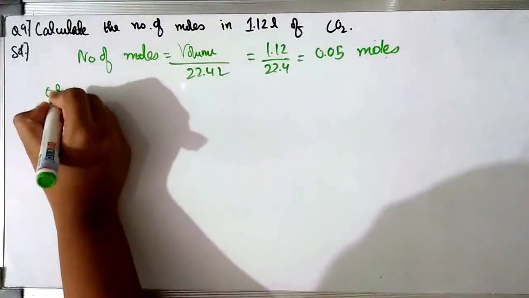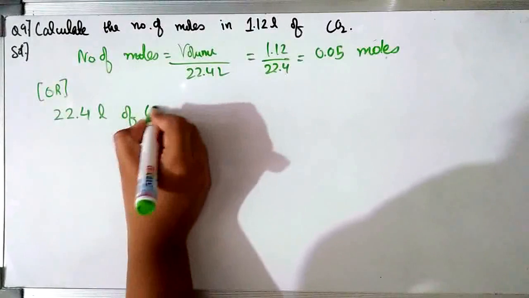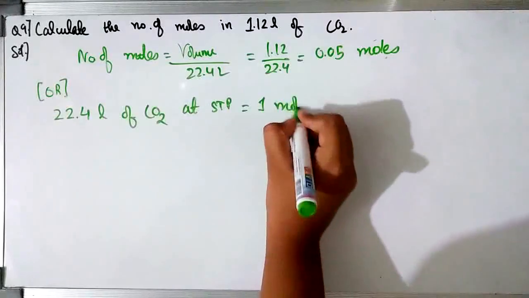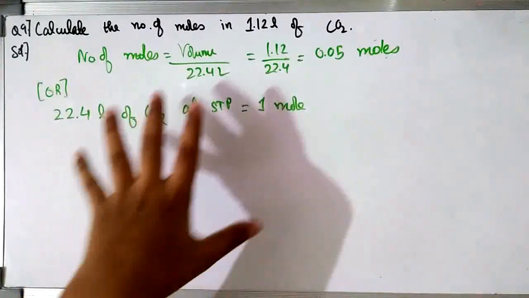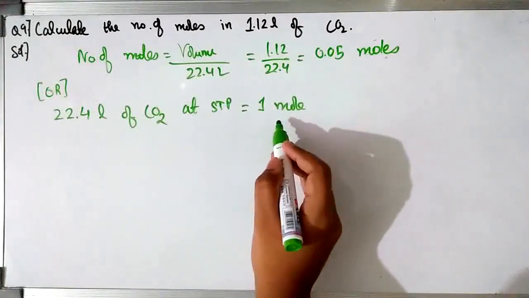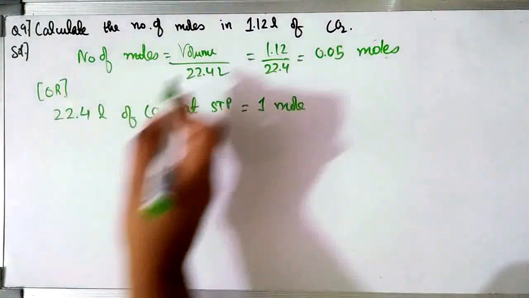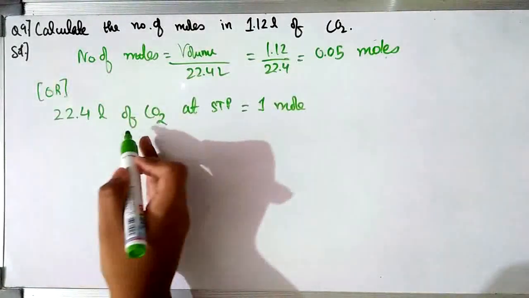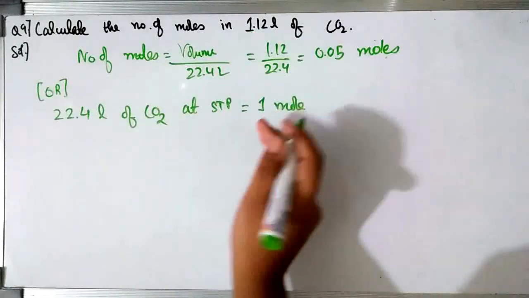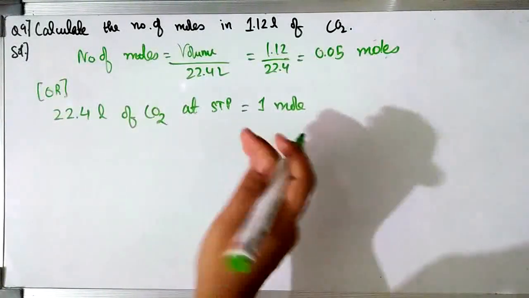Now this can be done in another method. We can say that 22.4 liters of carbon dioxide at STP will be equal to 1 mole. We know that number of moles is equal to volume given upon 22.4 liters, and if we have 1 mole of carbon dioxide, then it means 22.4 liters of carbon dioxide at STP. So according to this formula, 22.4 liters of carbon dioxide at STP will have 1 mole of carbon dioxide.